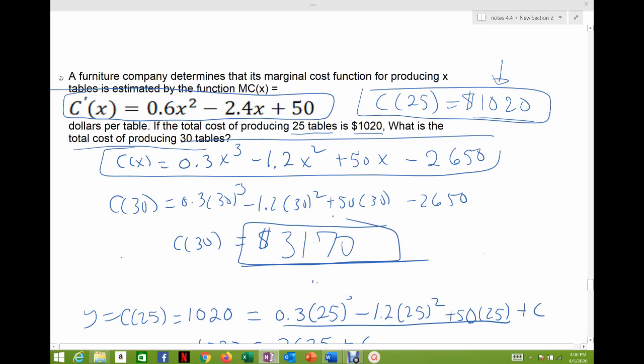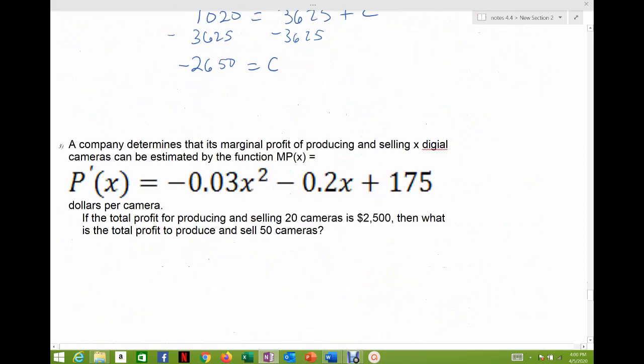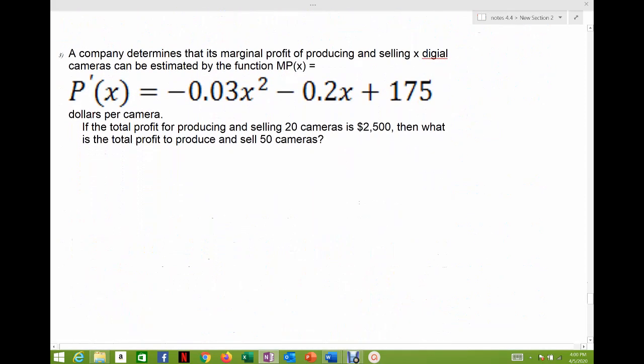Alright, the next example is a profit example. A company determines the marginal profit. So there's my marginal profit function, which again represents the derivative, the rate of change, when they sell digital cameras. If the total profit for producing 20 digital cameras is $2,500, what's the profit to sell 50 cameras? Alright, so that's my final question I'm looking for.